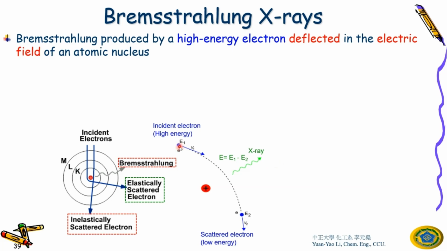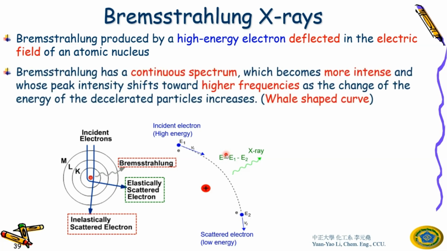However, if the incident electron changes direction and velocity a little bit, this E will be different. So as you know, this energy is not quantized, it's continuous. So Bremsstrahlung has a continuous spectrum which becomes more intense, and whose peak intensity shifts toward high frequency as the energy of the decelerated electron changes, the speed decreases, right? The accelerated particles increase. So as you know, you will get a curve like this.